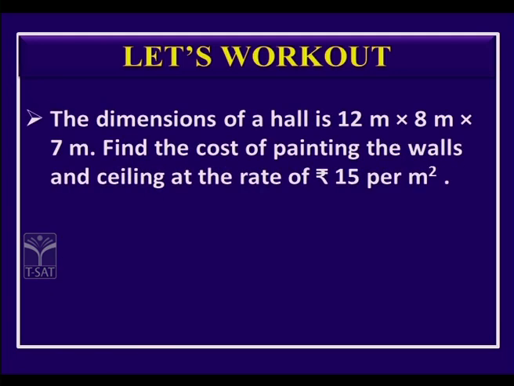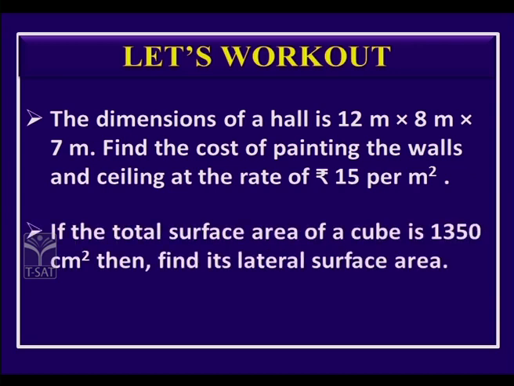Third question is, the dimensions of a hall are 12 meters by 8 meters by 7 meters. Find the cost of painting the walls and ceiling at the rate of 15 rupees per meter square. And the final question is, if the total surface area of a cube is 1350 centimeter square, then find its lateral surface area.